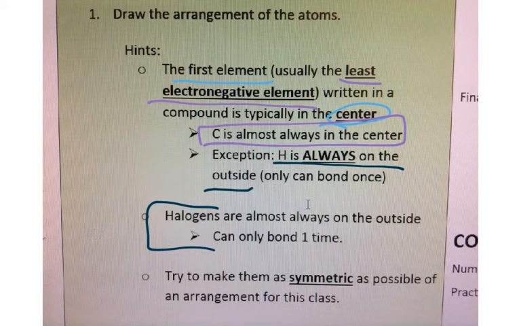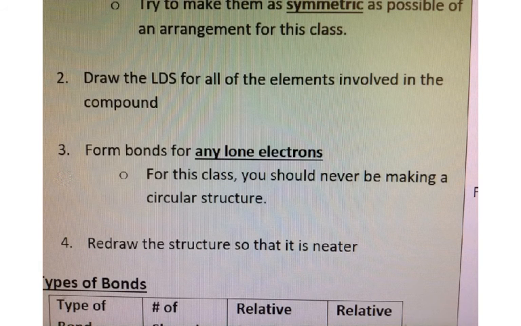Then what you want to do is try to draw it as symmetric as possible. By symmetry in this case, I'm talking about if I had a mirror, would it look the same on the left as on the right, as on the top as on the bottom. The next step is once you have them all placed, then you want to draw the Lewis dot structure for all the individual elements, which we've already done in previous units. And then you're going to try to form a bond with any lone electron. We'll talk about this more and more when we actually start drawing the structures, but you're going to form a bond with any lone electrons. Lone pairs you're going to leave alone.